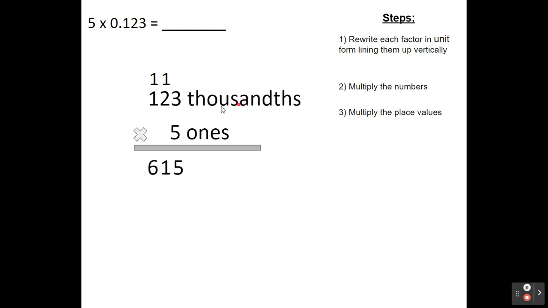So we're going to be multiplying thousandths times ones. Well, remember, whenever we multiply by ones, the answer is always the other factor. So thousandths times ones is thousandths.